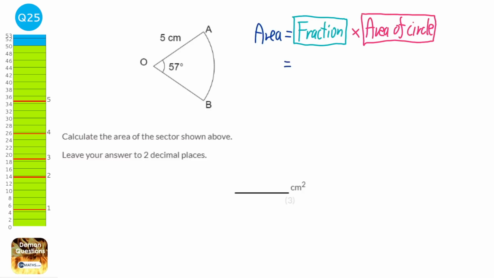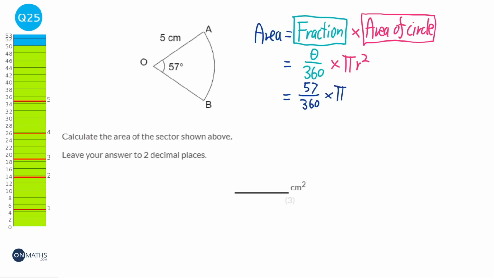So to work out the fraction of the circle we have, we get the angle that we have in the sector, and we divide that by the total amount of angles in a circle, which is 360. Then we times that by the area of a circle, so pi r squared. Let's use that for our question. So the angle we have for this question is 57, times pi r. Now, to work out what r is, we just imagine the circle is whole.